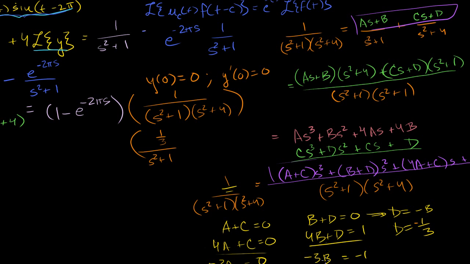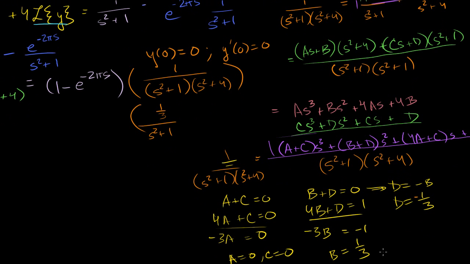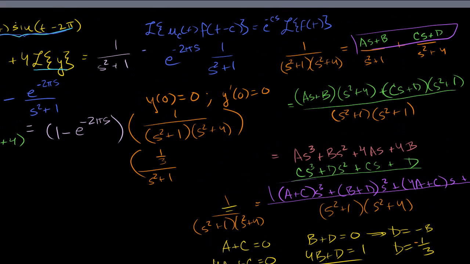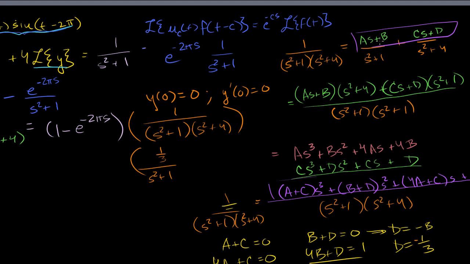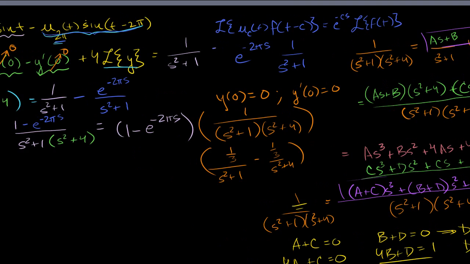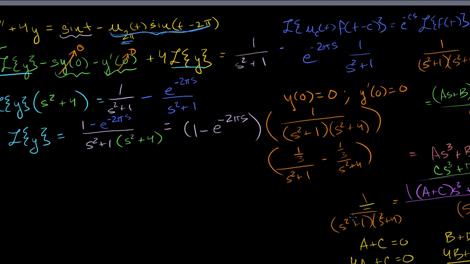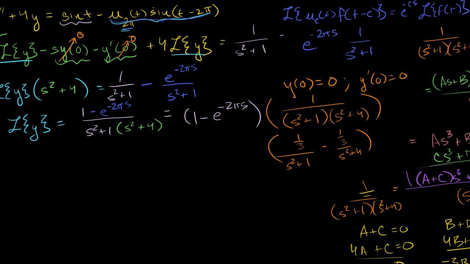Let me make sure I get that right. b is 1/3. So, sorry, b as in boy is 1/3. So d is minus 1/3. So b is a term on top of the s squared plus 1. And then you have minus 1/3 over s squared plus 4. This takes a lot of stamina to record this video. I hope you appreciate it.